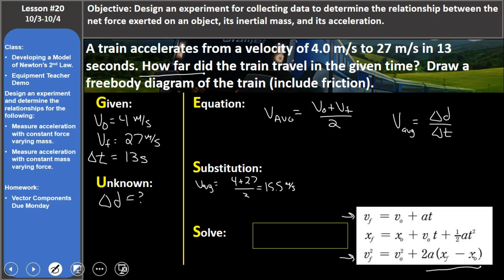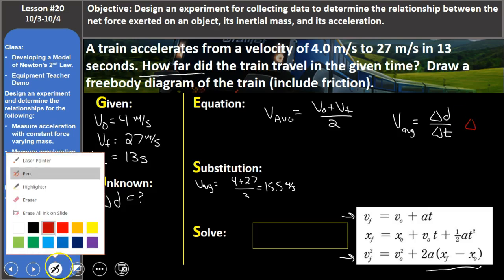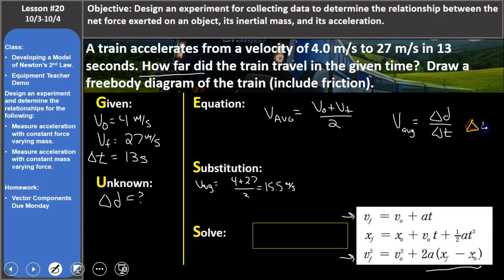Multiply by delta T on both sides. Delta T divided by delta T is 1. So now we have to multiply 13 seconds times 15.5 meters per second. What happens to the seconds? That's on bottom, that's on top. Little dimensional problem here.